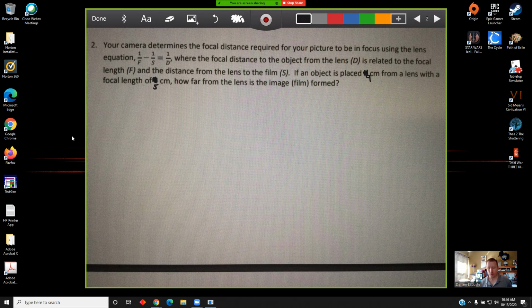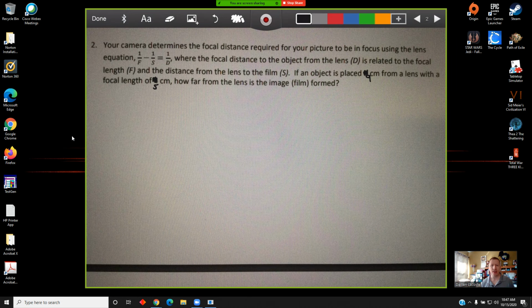Your camera determines the focal distance required for your picture to be in focus using the lens equation 1 over f minus 1 over s equals 1 over d, where the focal distance to the object from the lens, d, is related to the focal length, f, and the distance from the lens to the film, s. If an object is placed 9 centimeters from a lens with a focal length of 5 centimeters, how far from the lens is the image, the film, formed?